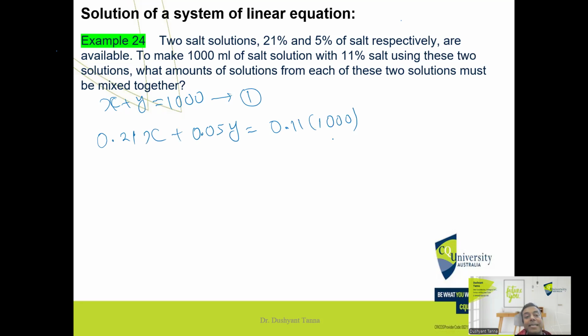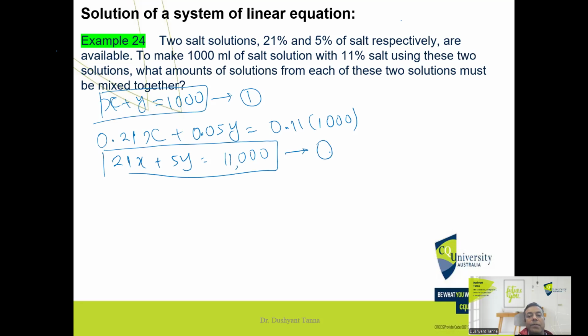Now, the easy thing is you times everything by 100. So 21x plus 5y is 11,000. 1, 2, 3. First equation, second equation. What you do, you eliminate, but they are not equal. So what I do, equation 1 times by 5 minus equation 2. Or equation 2 minus equation 1 times 5. So what I get, 5x plus 5y.